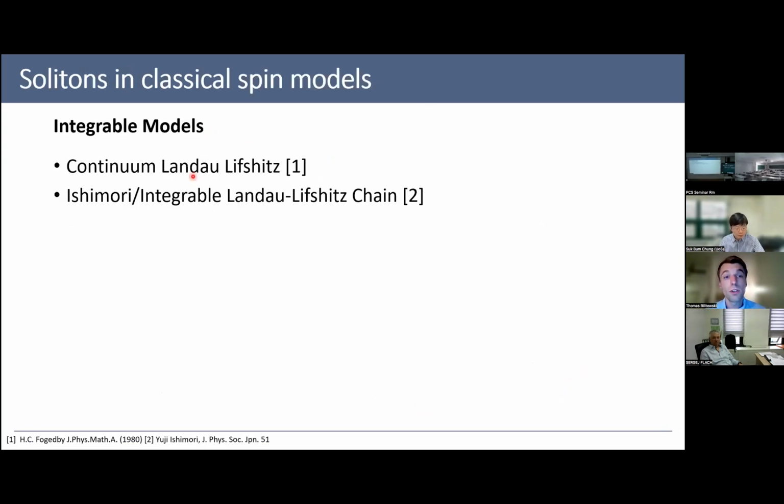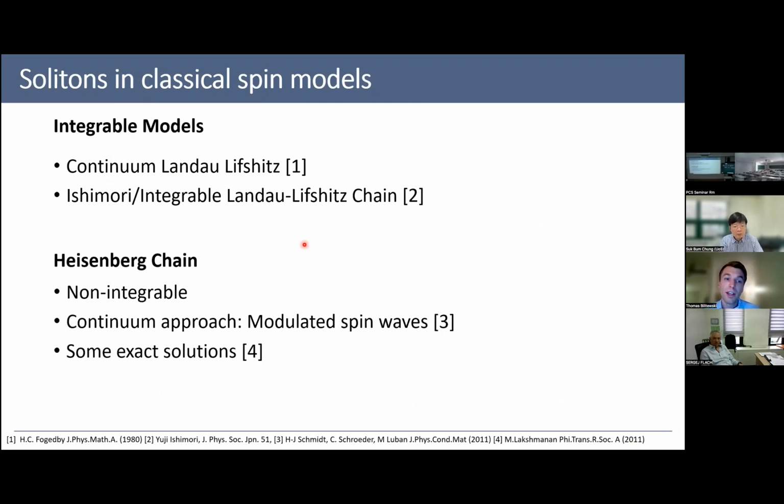As I said, we know the continuum model is fully integrable. We also know there's a lattice version, the Ishimori, or alternatively called the integrable Landau-Lifshitz chain. But generically, people would have said the Heisenberg chain is non-integrable. So we looked in the literature. There are some approaches where you do a continuum-discrete mixture, looking at modulated spin waves, which look a bit like solitons but are not quite the same. And there are some exact periodic solutions of the Heisenberg chain, but they are also not solitons. So as far as we know, modulated spin waves are the closest thing to people having looked at solitons in the Heisenberg chain before.